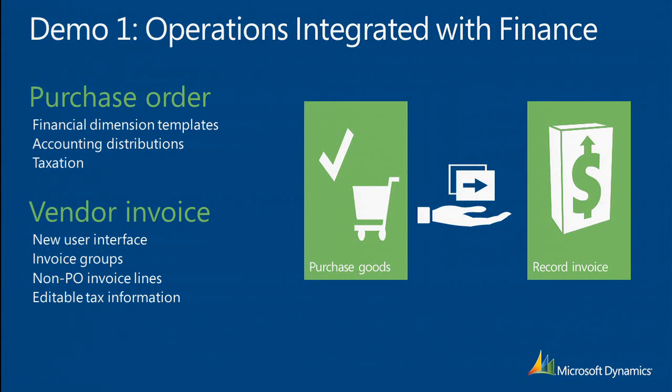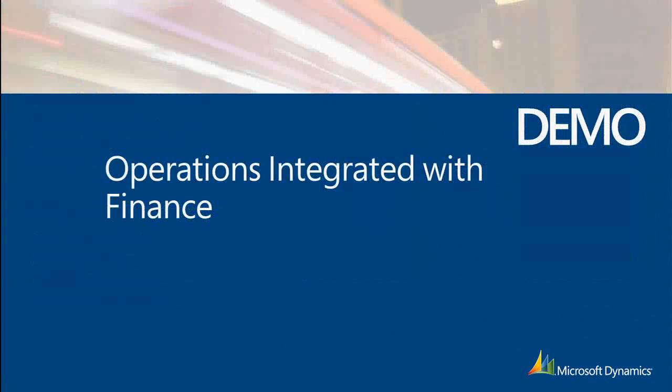I have a purchase order that I've already entered in my system. And I'm going to show you some of the accounting policies behind that purchase order. I'll also show you quite a few features in the vendor invoice. We'll continue working through that PO and take it into the vendor invoice. So I'm going to switch over here into the product.